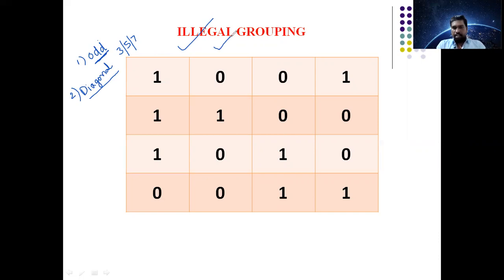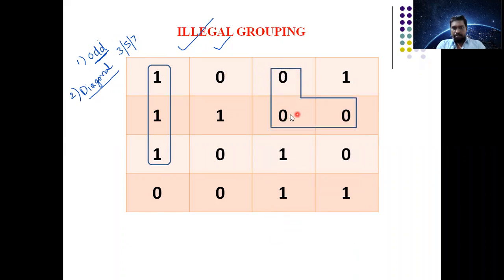What is the first condition? If odd number of cells are grouped. What does it mean that odd number of cells are grouped? See here, 3 ones are grouped. That means 3 cells are grouped at a time. 3 is an odd number. So odd number of cells are grouped. So this is the first condition example, right? See, here also we are making 3 cells as a group. So this is also an example of the first condition. Then see here, these two are grouped which are diagonal to each other. When you see this, these two cells are diagonal to each other.